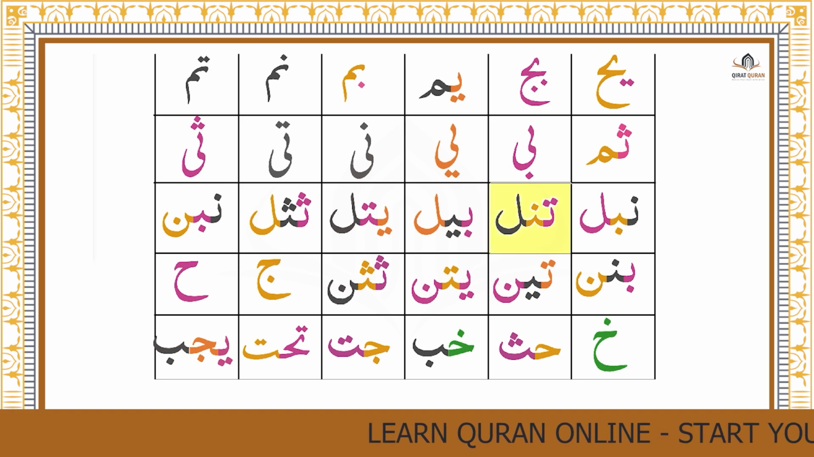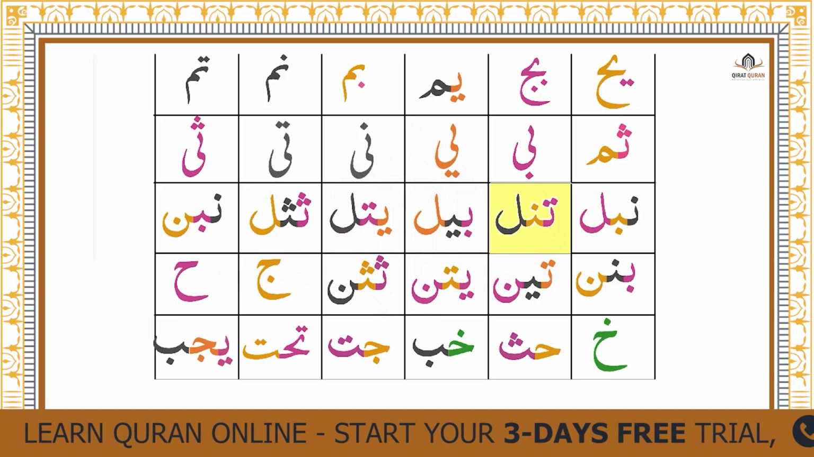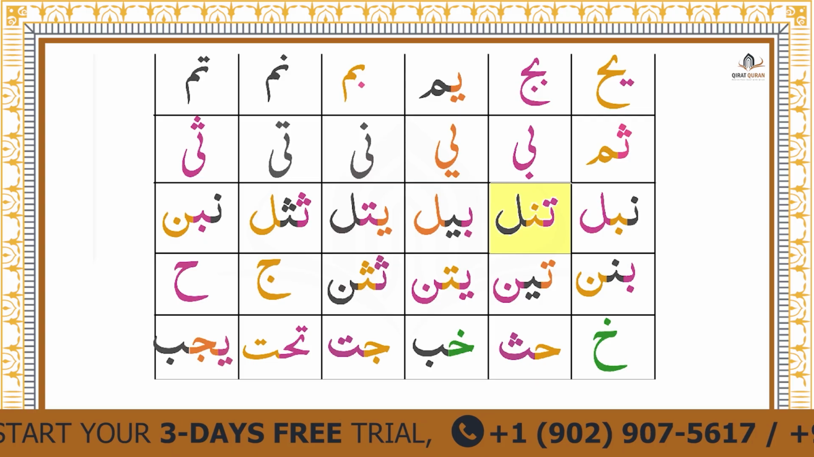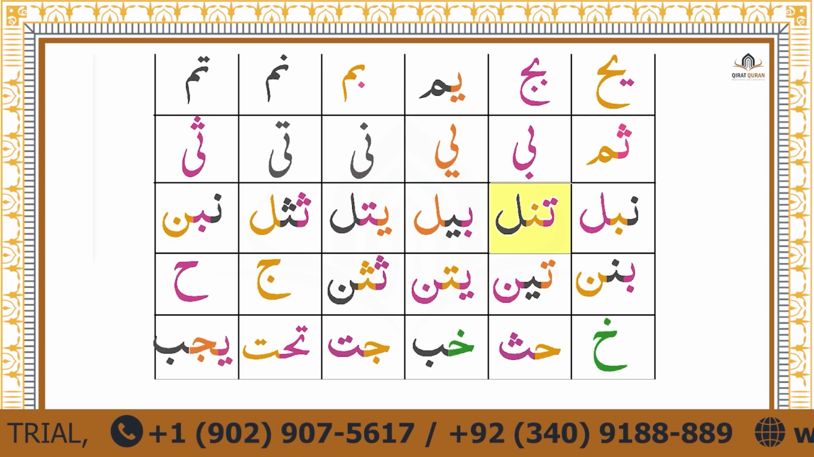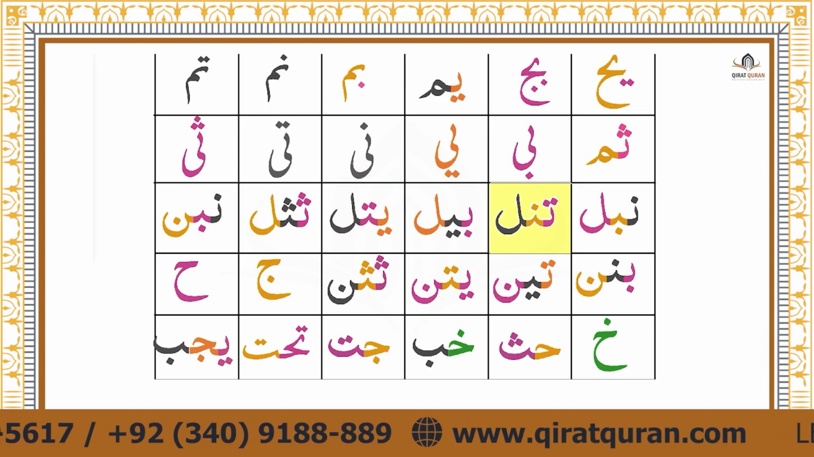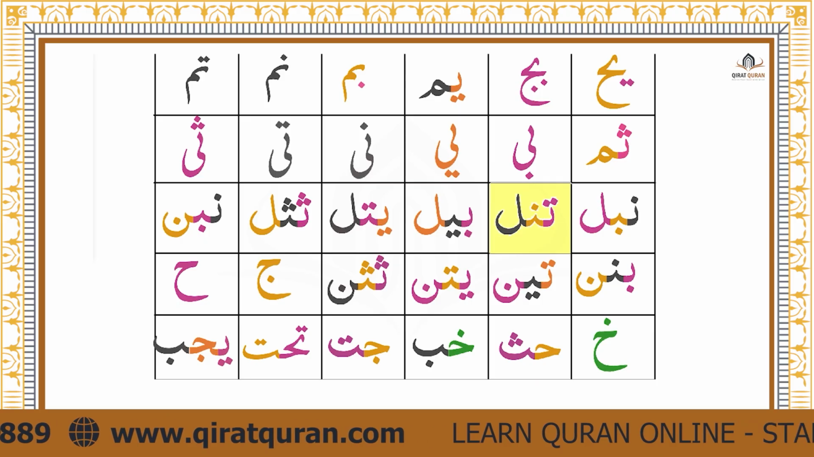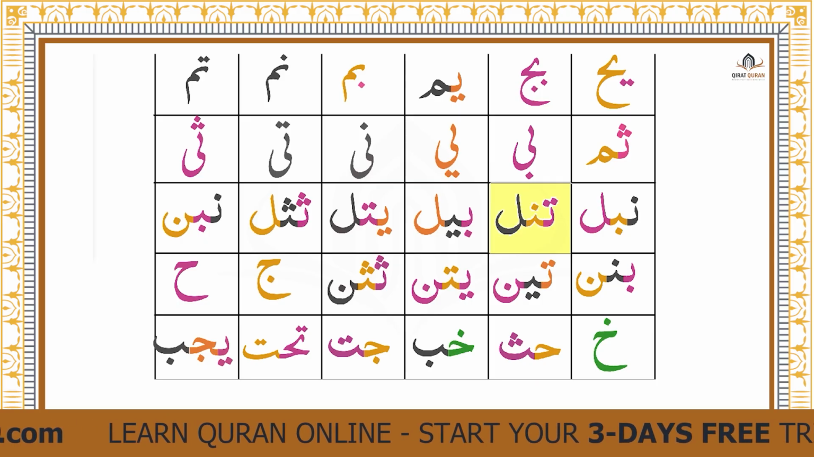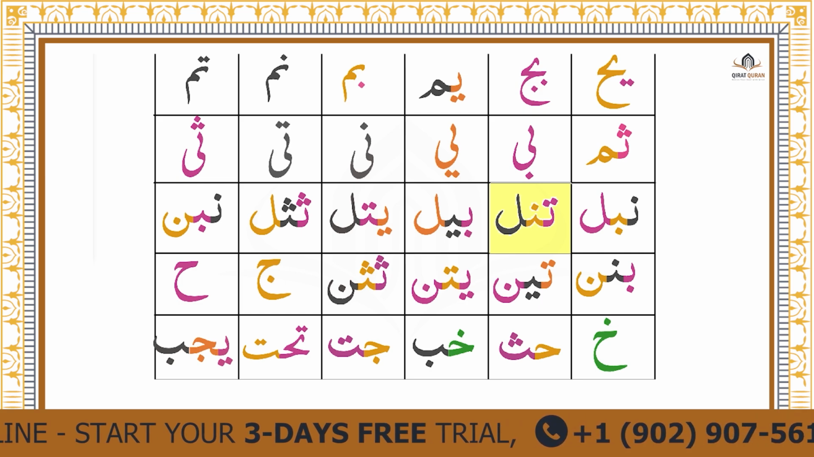Then next three letters, the first one is Ta, because it has two dots at the top, and we know that letter having two dots at the top is Ta. And the next one having one dot at the top is Noon, and the third one is Lam. So Ta, Noon, Lam.